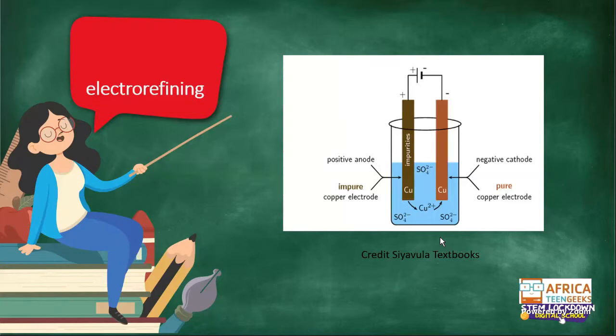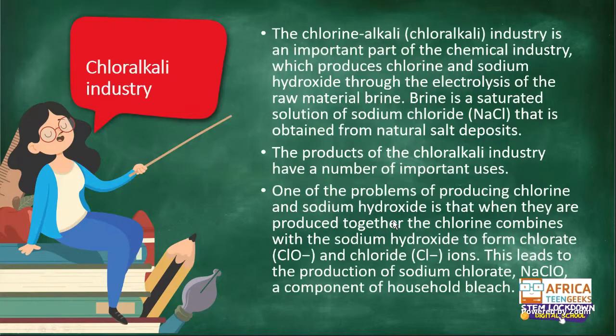So then the next part, and probably the most important part, is the chloralkali industry. This is basically how we take brine, which is a salt solution, and make it into chlorine, hydrogen, and sodium hydroxide. Sometimes you get byproducts of it, like sodium chlorate, which is actually bleach, and chlorate and chloride ions, which you don't want. So I'm going to explain it using my whiteboard.